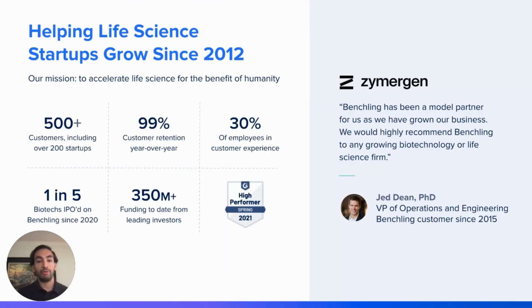Hundreds of biotech startups have partnered with us through their growth. Zymergen is a great example. They started with us just a few years ago as 3 scientists and built their entire organization on Benchling. Since then, they have grown to 250 scientists using Benchling and recently went public. At Benchling, we know what it takes to help companies grow from startup to scale up and beyond. And that's why 99% of companies that purchase Benchling stay and grow with us.